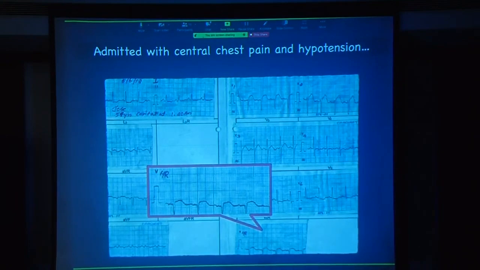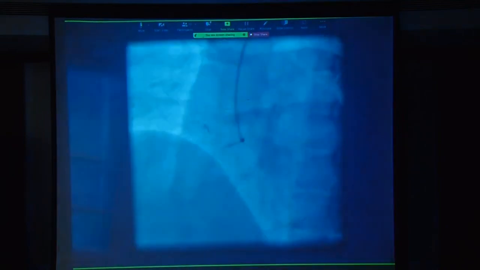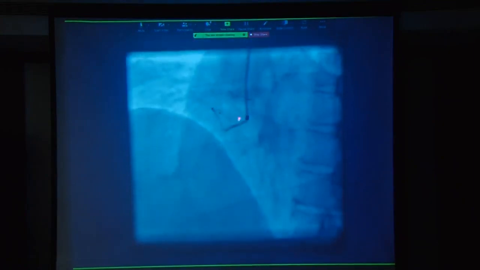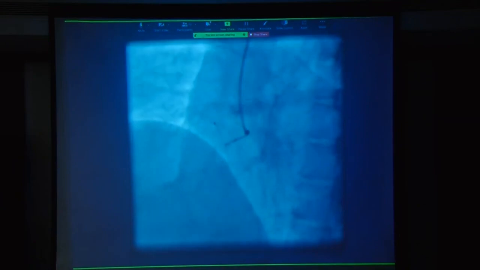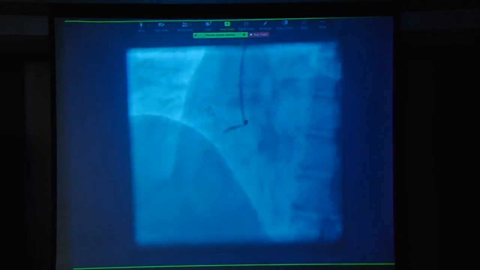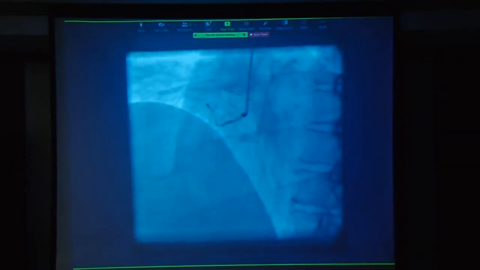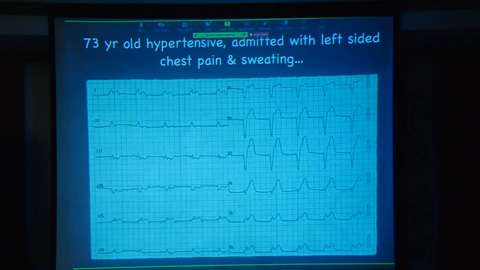So when you see just ST elevation in V1 alone, this could be an indicator that this particular patient is having an isolated right ventricular infarction. And when an angiography was done, you could see that it's a small right coronary artery and it is totally occluded. So we managed this particular patient conservatively. We did not have to go ahead with an angioplasty because it was a right ventricular infarction. He was managed with dual antiplatelets, anticoagulants, lot of fluids, and he settled down with that. And on discharge, the electrocardiogram was much better.